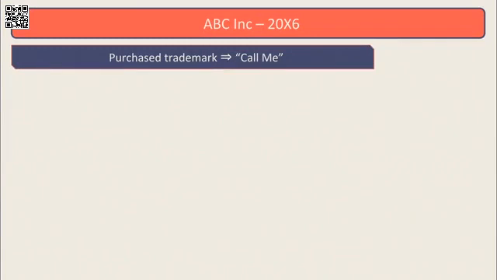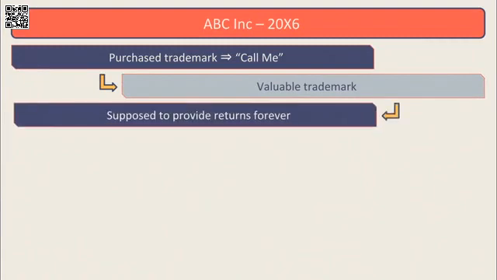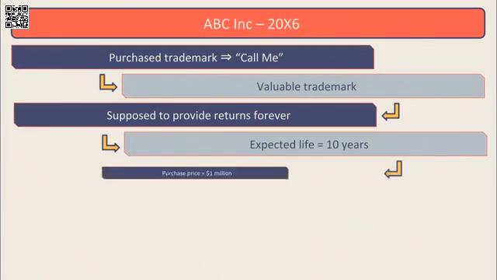In this example, we see that 2000X6 was a busy year for ABC Inc., and that's a company that's in the communications industry. The following transactions were undertaken. They purchased a trademark from a company, Call Me. The trademark is valuable and is associated with high quality unique mobile phone devices. The financial controller is very happy with the acquisition of this asset, and he believes that it's one that will keep giving ABC returns forever. However, the trademark was given a 10-year lifespan. Its purchase price was $1 million.